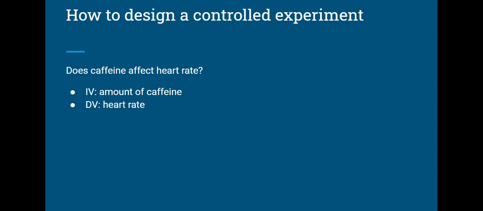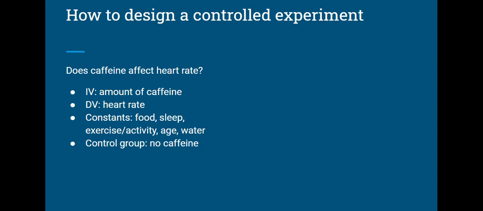So if we look at an example with does caffeine affect heart rate, going back to that scientific question. So remember, we've identified our independent and dependent variables. So we're looking at if the amount of caffeine is affecting the heart rate. So some constants that we could think about would be, so all the other things that could affect heart rate, amount of food and sleep you're getting, exercise and activity, age, water consumption. So you could probably think of at least 5 other constants that you would want to try to keep the same. And then your control group could be people who have no caffeine.